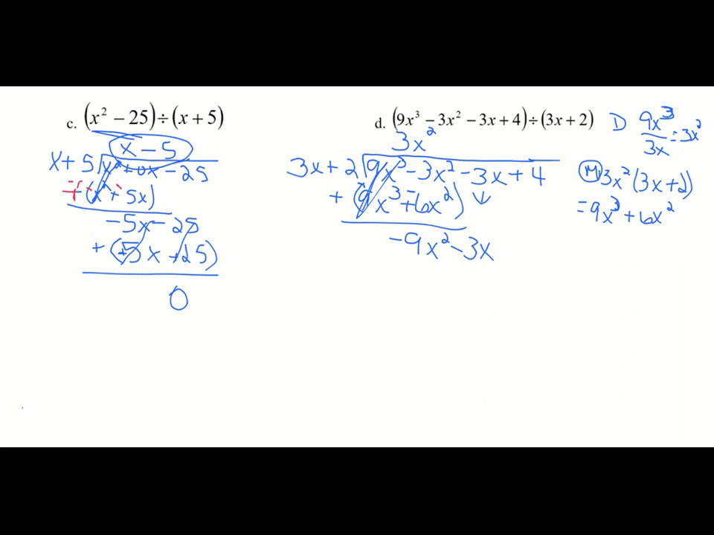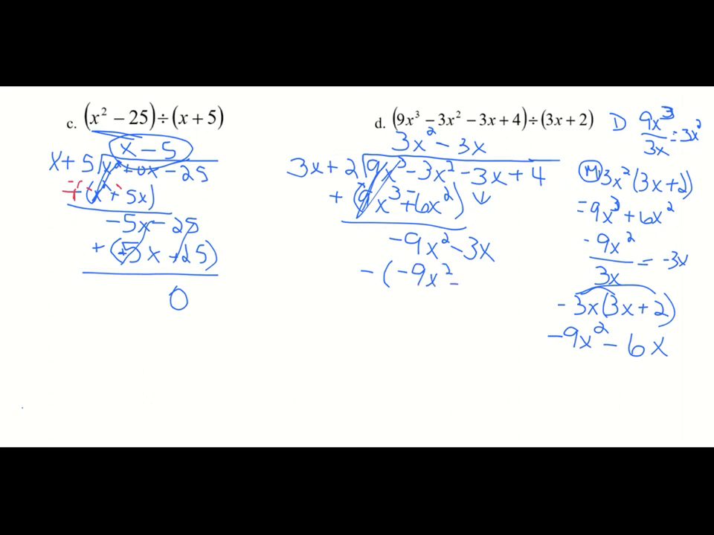And we're going to start over, divide again. So now we're going to take -9x squared and divide it by 3x. And that's going to leave me with -3x. So I'll put my minus 3x on the top. Then we multiply -3x times 3x plus 2, which is going to equal -9x squared minus 6x.